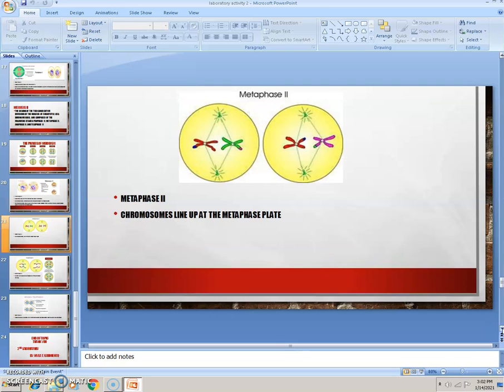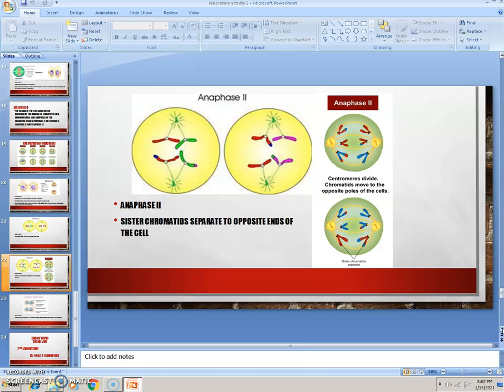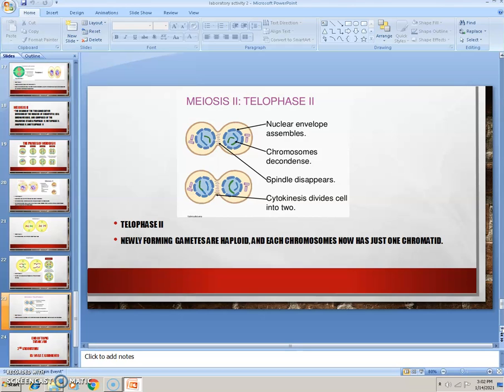In metaphase 2, chromosomes line up at the metaphase plate, or the tug of war. In anaphase 2, the sister chromatids separate to opposite ends of the cell. They are already divided. And the last phase of meiosis 2 is telophase 2, where the newly forming gametes are haploid and each chromosome now has just one chromatid.